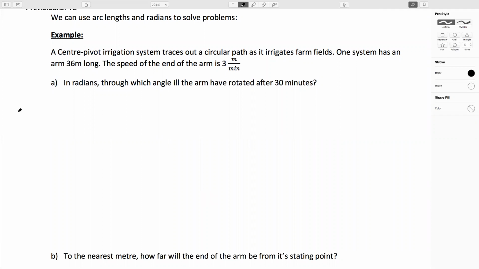So let's draw the diagram first. So we've got this pivot, we've got this arm. The arm I know is 36 meters. So I know that the arm is 36. It's going to trace a path. And it's eventually going to end up in position 2. It's still going to have an arm length of 36 meters. But what I don't know is the arc length.